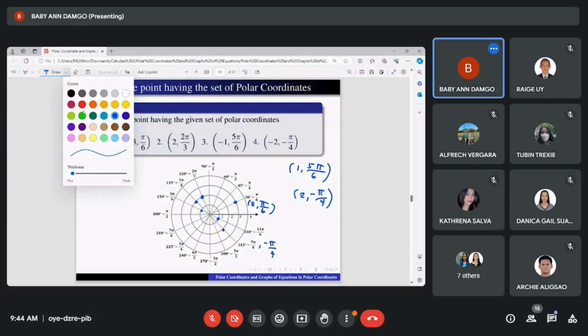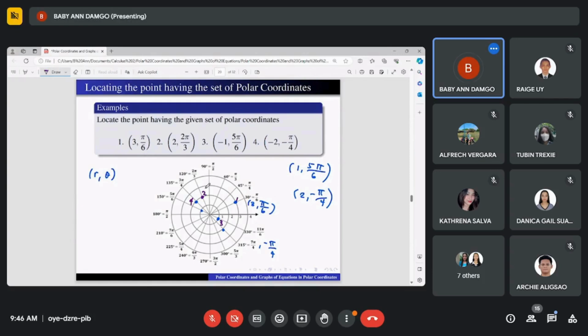Okay, so this is how we locate it, class. If positive, there is no problem. If we have a negative radius, what we do, class, is locate the positive radius first, and then the opposite is where the point is placed. Okay? Questions, class? Next question? Okay, none, miss.